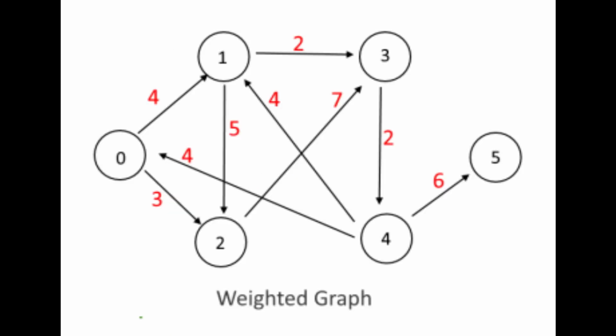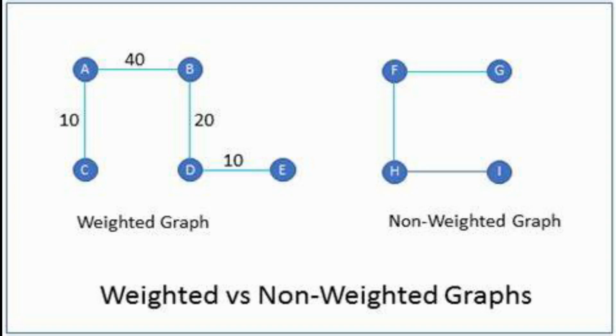Now I am going to explain what is meant by a weighted graph or non-weighted graph. A graph where both the edges and the vertices have some weights or values is called a weighted graph. Here the weight represents some amount of value present between the edges and the vertices. A non-weighted graph does not contain any values between the edges and the vertices. That type of graph is called a non-weighted graph.